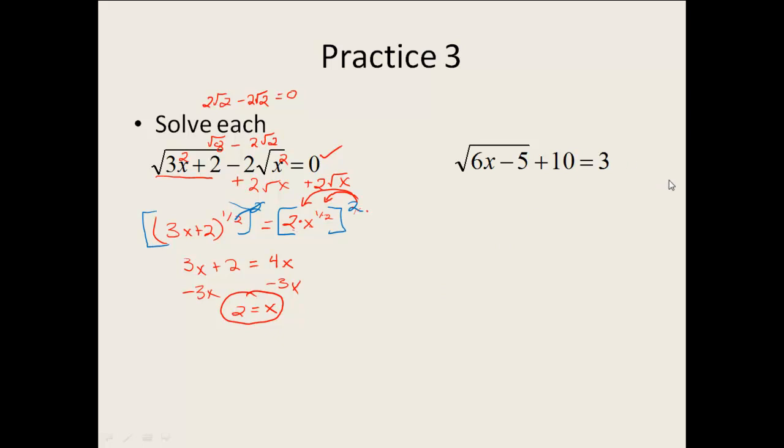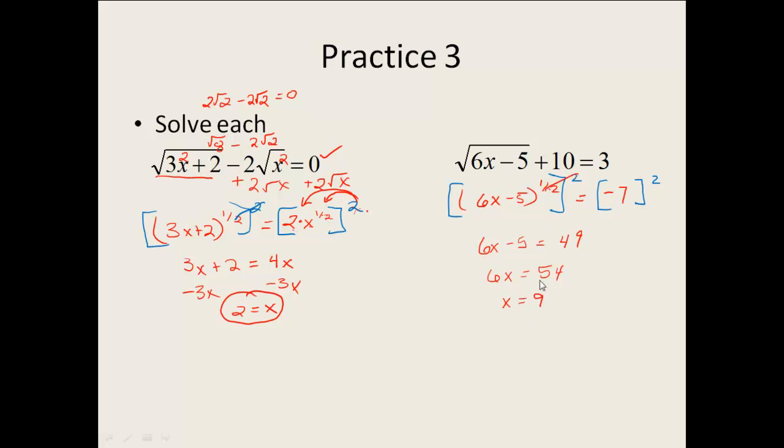Go ahead and pause the video now and try this other example here. Should have come up with x equals 9. Now the process I used was I subtracted the 10 over, rewrote that 6x minus 5 as to the 1/2 power instead of the square root. Then I had to square both sides. Then I did my algebra.